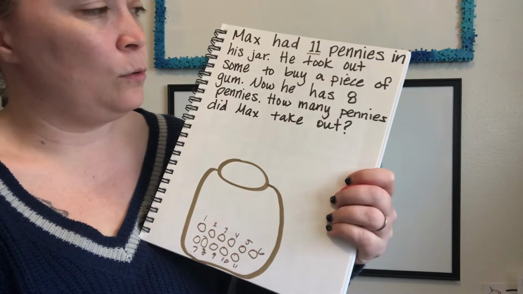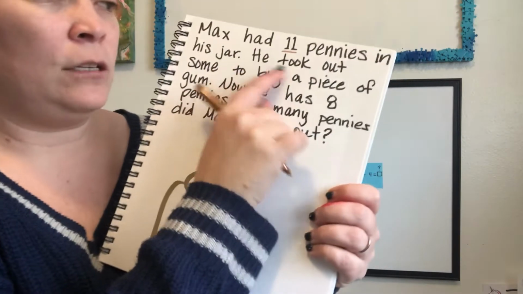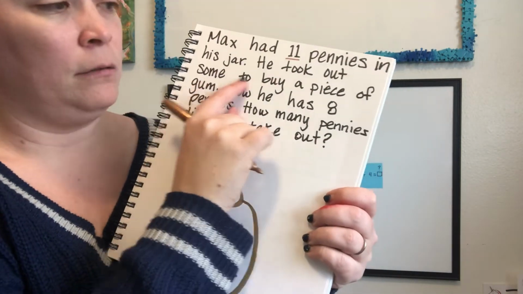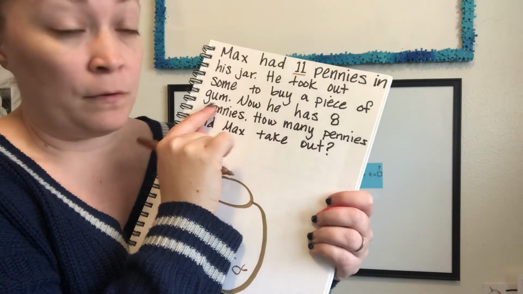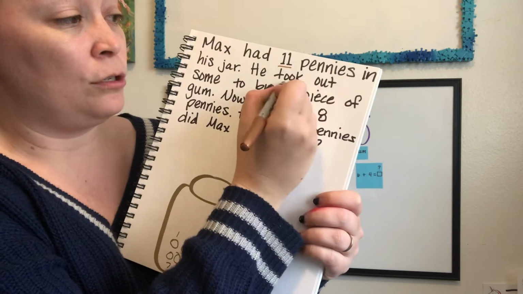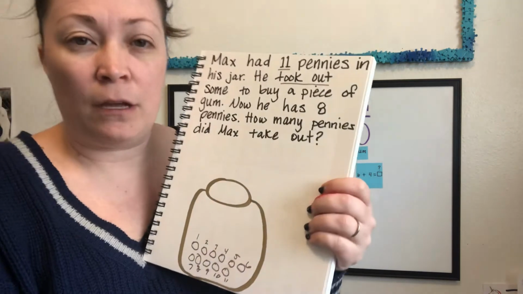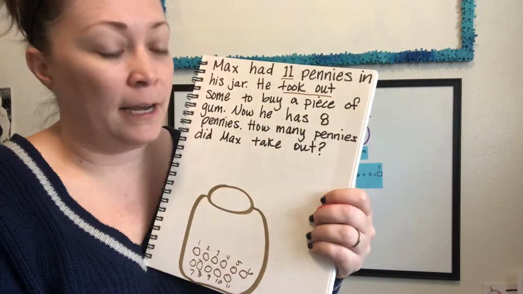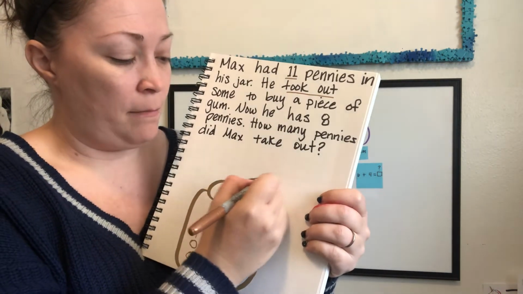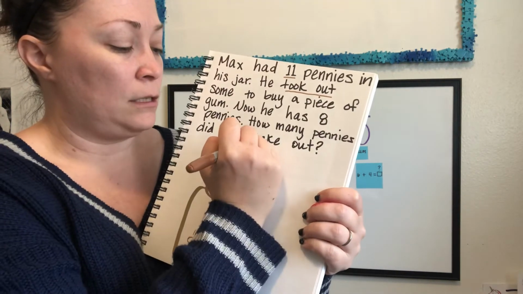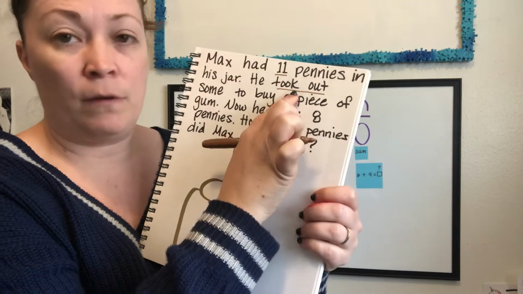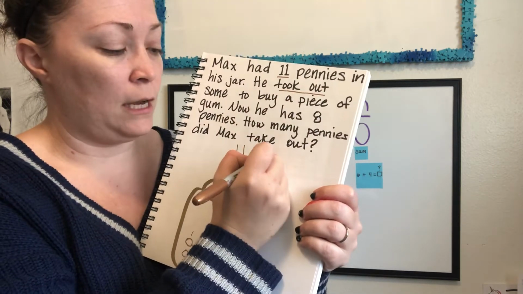11 pennies. Ooh. He took out some to buy a piece of gum. We've all done that before. So he took out. That's our big clue that we're not adding. We're taking some out. We're going to subtract. So again, I'm going to start with my 11. And now that I know what I'm doing, I'm going to put my subtraction in there.